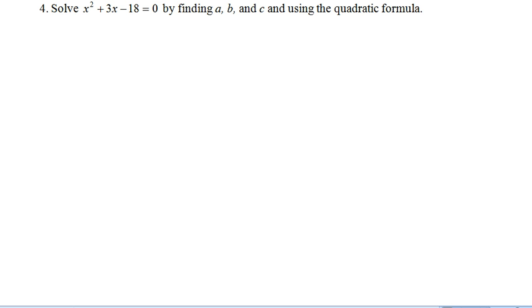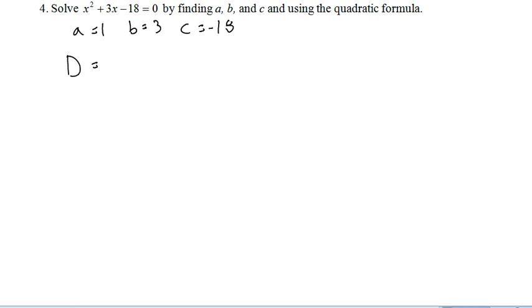Okay, so in this guy, first thing we need to check is that we've got x squared plus something x plus something or minus something equals 0. If we don't have everything on the same side equaling 0, then we can't use the quadratic formula. So sometimes it'll take a bit of rearranging. In this case it won't. So our a is going to be 1, our b is going to be 3, and our c is going to be negative 18.